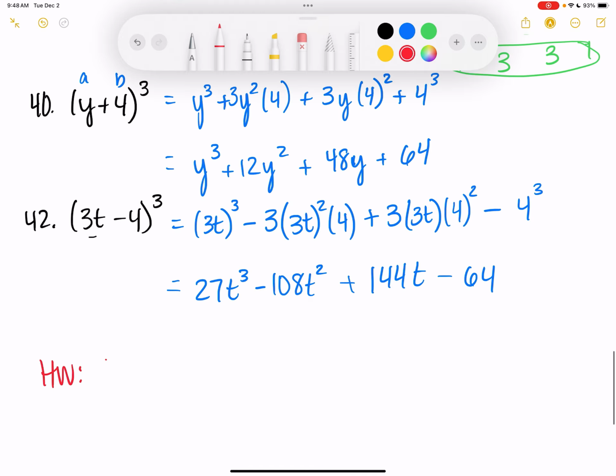All right. 5, 13, 19, 25, I got it. 31, 39, 41, and 43.